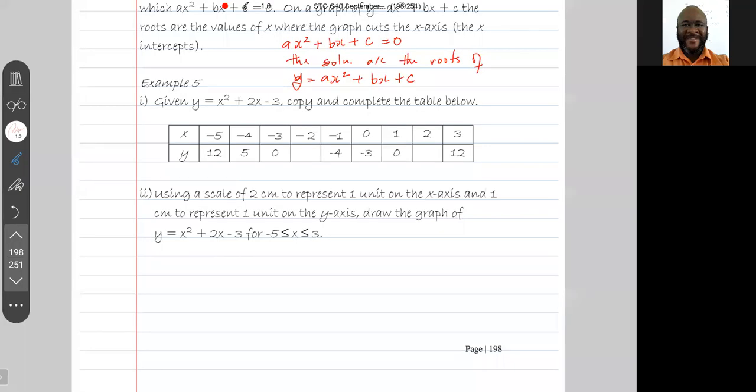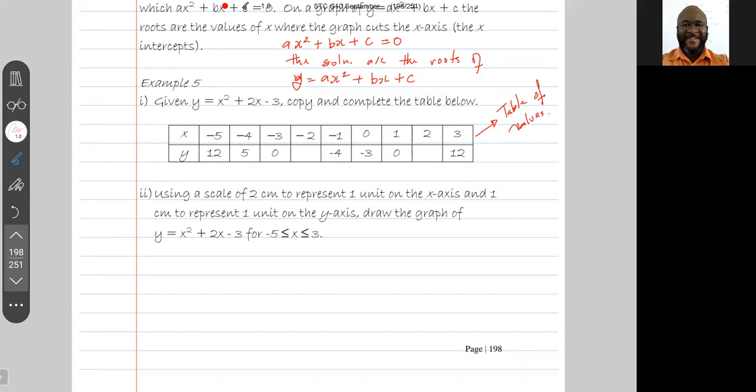All right, guys. So the next thing we're looking at is example 5. Example 5 says, given that y is equal to x squared plus 2x minus 3, we're asked to copy and complete the table below. Now, let's look at the table below. The table below, guys, is actually called a table of values.